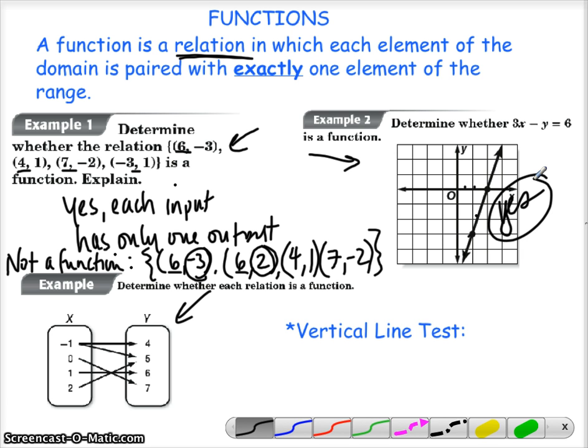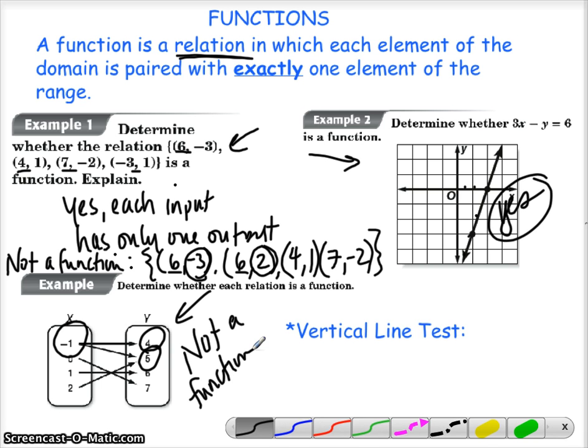Example 3, right here. This is a mapping diagram, okay? -1 goes to 4, -1 goes to 5. What does that tell you? An input of -1 has two different outputs. Therefore, it is not a function. Okay, not a function at all, when you have an input that goes to two different outputs.